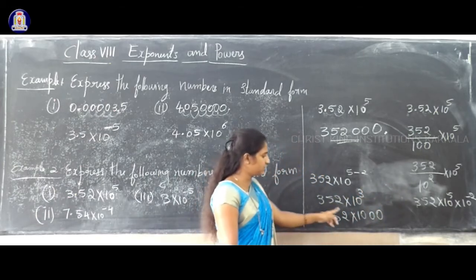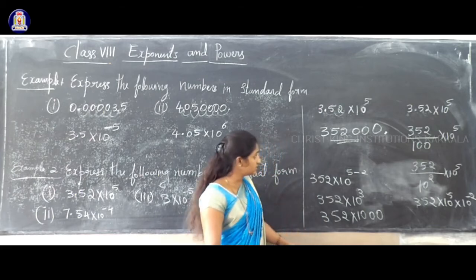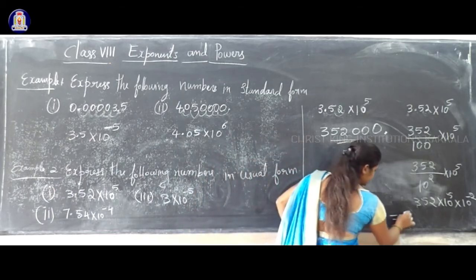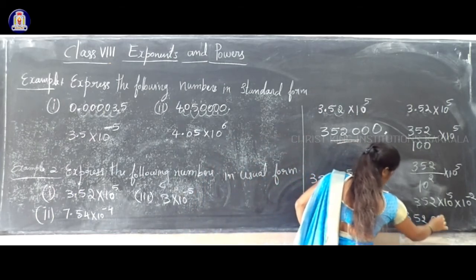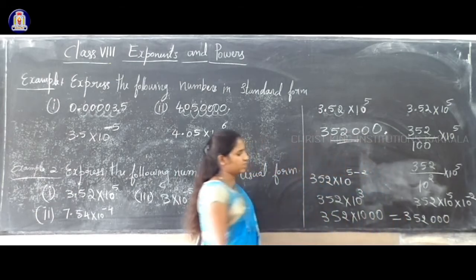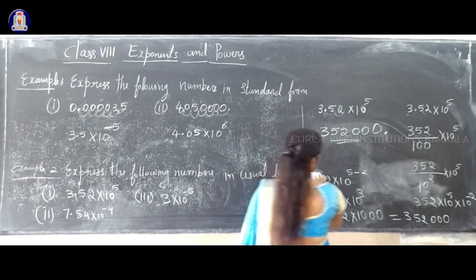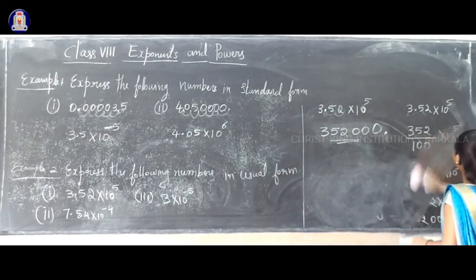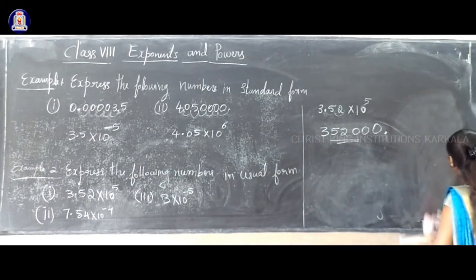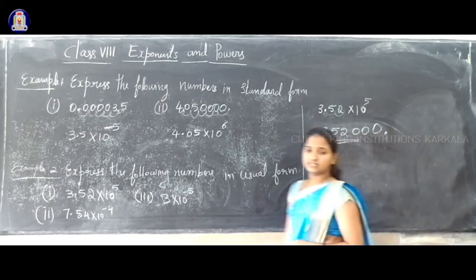So 352 into 1000, that is we get 352,000. Okay, that means 3,52,000. So this is another method. You can use any method to find the answer. We get the same answer.